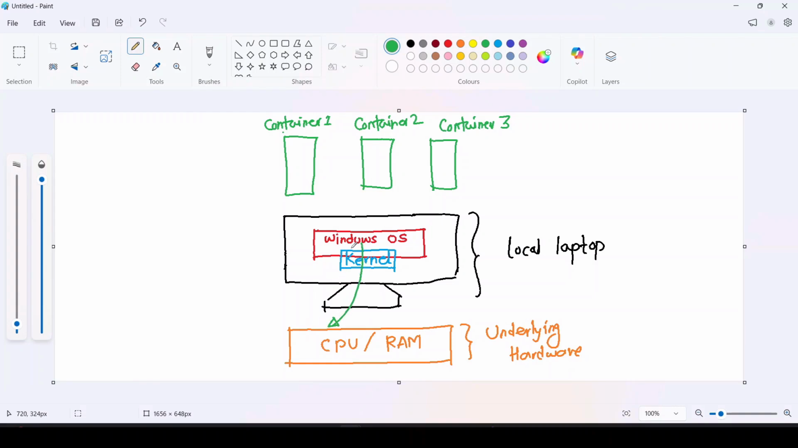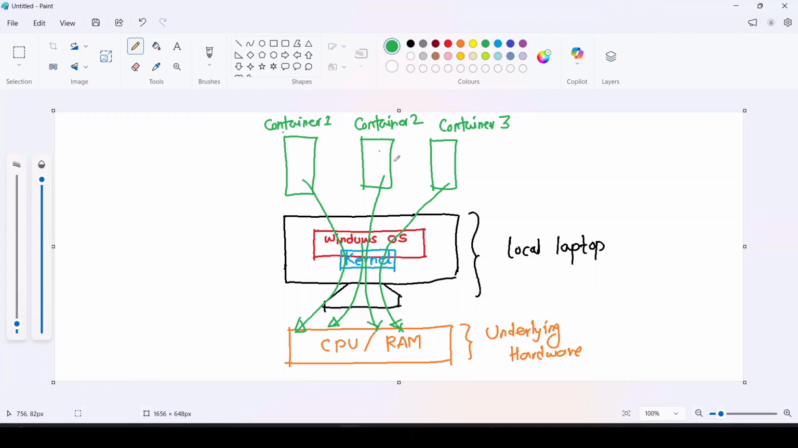right? Now let's say we have hosted three containers in our local laptop. This is container 1, container 2 and container 3. So as we have discussed in our previous video, all these containers interact with the underlying hardware through this kernel only. So it goes through this kernel, it goes through this kernel, it goes through this kernel. So again, these containers share the kernel of the operating system of the underlying host machine.